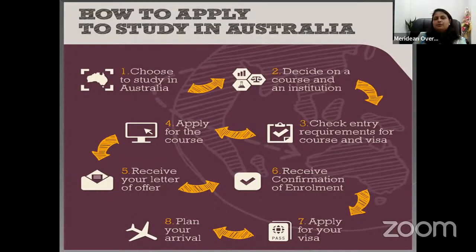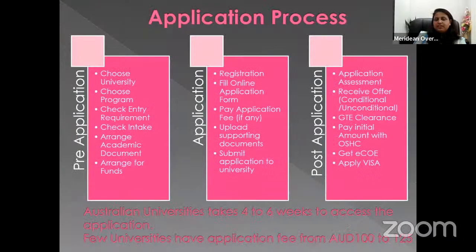So this is how to apply to study in Australia. Choose your program, decide your institution, check the entry criteria, apply for the course, receive your offer letter, receive COE, apply for visa, and you can plan your travel. So this is the application process.